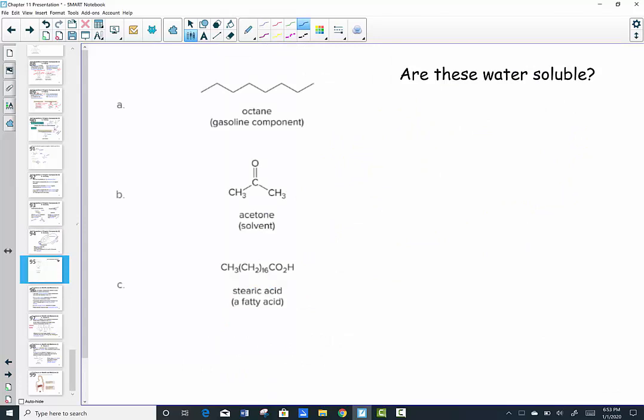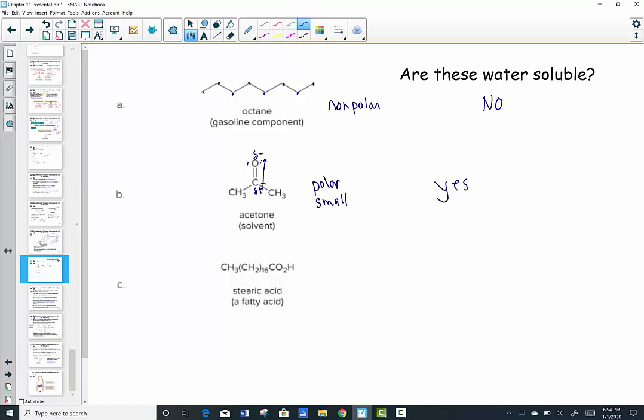Are these water soluble? Write down yes or no, and then come back to practice. Letter A is octane. It is an 8-carbon chain where each one of the line structure bends represents a carbon. This is a nonpolar molecule. So does it form a water solution? No. Here we have acetone with a very electron-rich oxygen area, an electron-deficient carbon area. So this is a polar region, and it's small. So yes, I would predict this forms a solution.